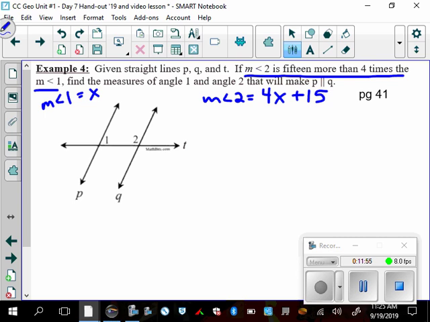So now we have to determine, like, are these corresponding, alternate interior, alternate exterior, or same side interior? They both seem to be interior, and they're on the same side. Okay, and same side interior should add to 180. So x plus 4x plus 15 should equal 180 if these lines are parallel. So I'd like you to pause and try and solve for x.